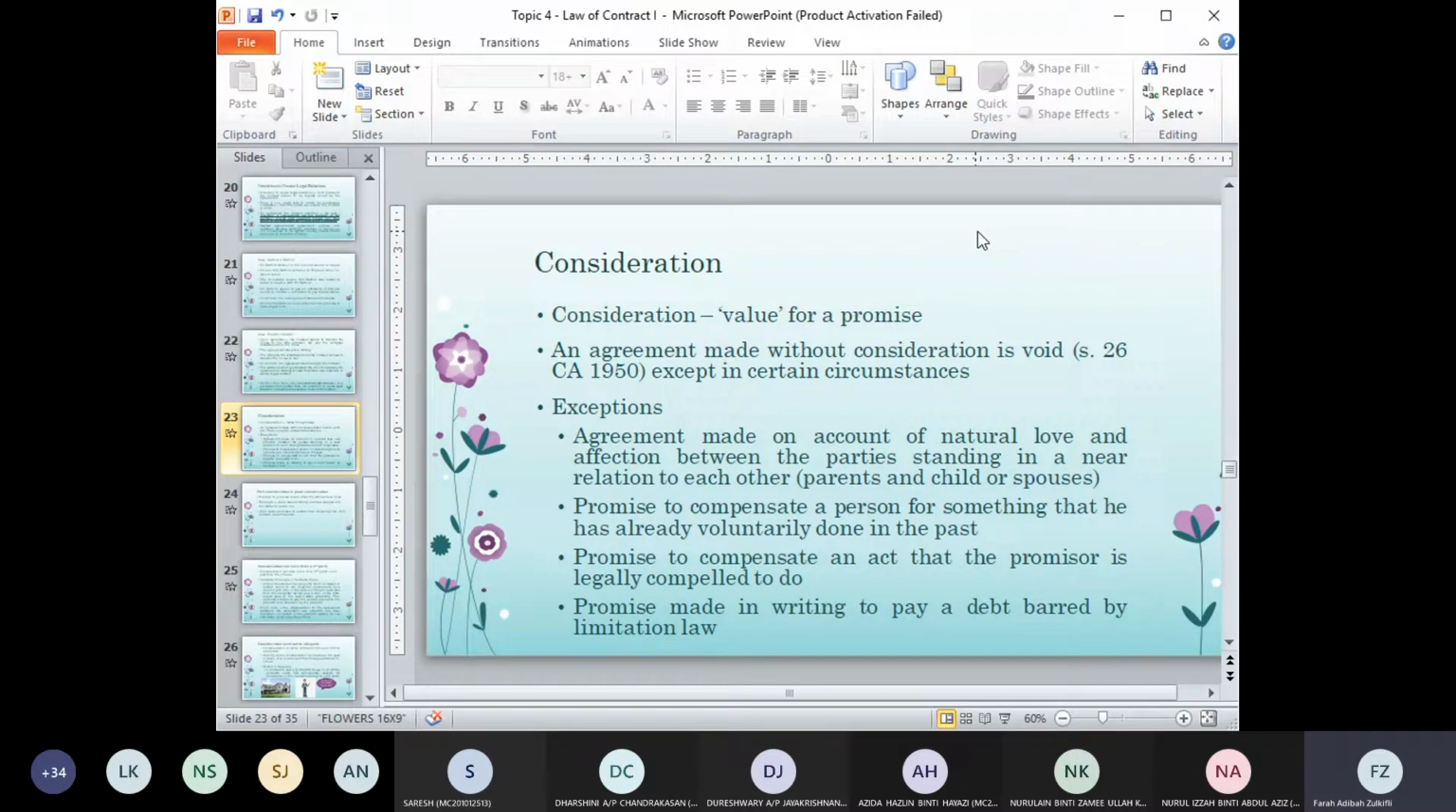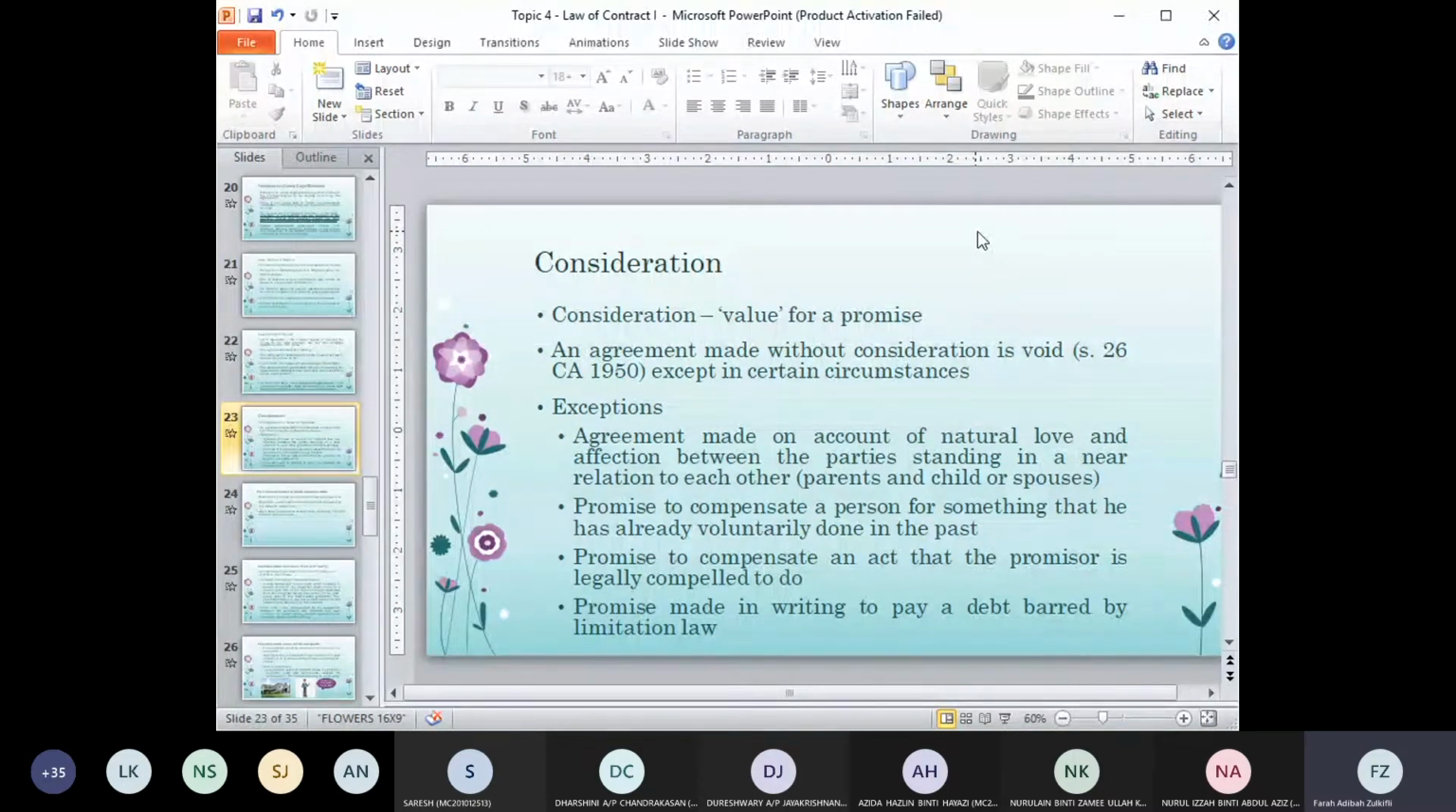But for the first exception, it only works between spouses, husband and wife, and between parents and child. Other relationships cannot use it. If you have any other type of relationship between the parties, you cannot use the first exception. If I'm not mistaken, between grandfather and grandchildren also, you cannot use the exception. The exception is only for husband and wife or parents and child. Okay, so that is the first exception.